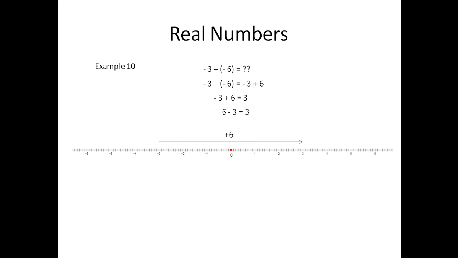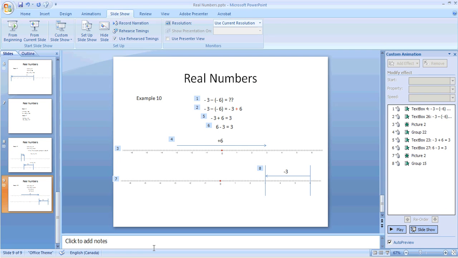If you want to show 6 minus 3 on the number line, you draw the number line, start with 6, and then move 3 steps backwards. This is the end of my presentation.